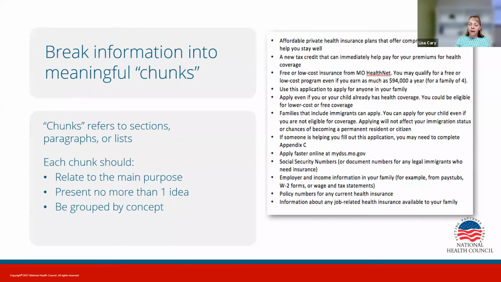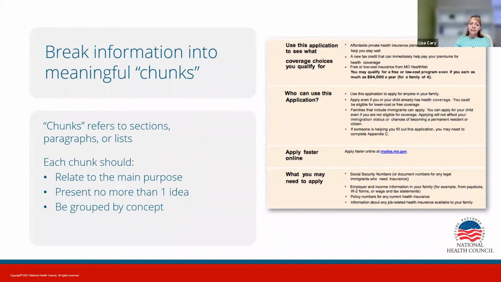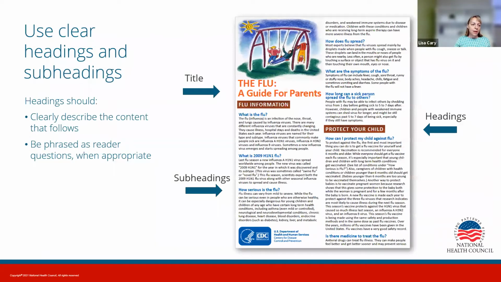Here's a long bulleted list, which, bullets are great, but not if it's a huge long list like this. Instead, here are the same bullets, but they've grouped them with headings. So people can see right away, they can go to the heading, get the information that they're looking for. Using clear headings and subheadings is really important. Headings allow readers to skim for the information they're looking for.